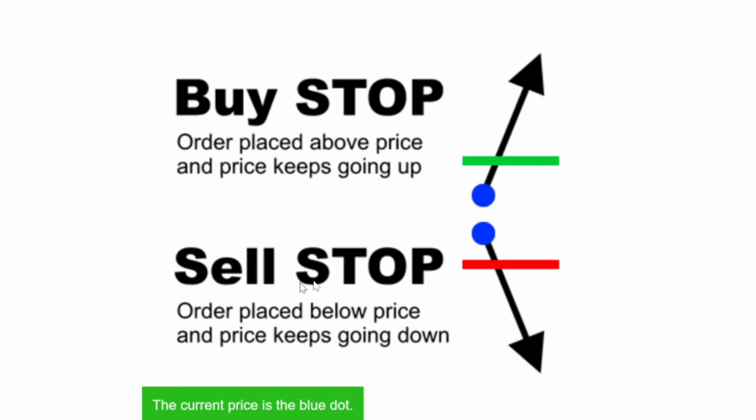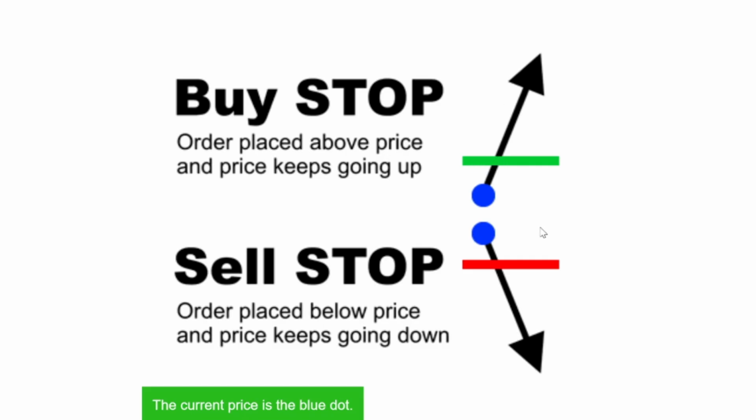And a sell stop, you just put an order below the price and then the price continues to go down. That's called a sell stop. So the difference between a buy stop and a buy limit is, a buy stop, you just put it above where price is currently at and then it just continues to go in that direction. Whereas a buy limit, you have to put the order below the price so that the price touches the place of your order and then it goes up.